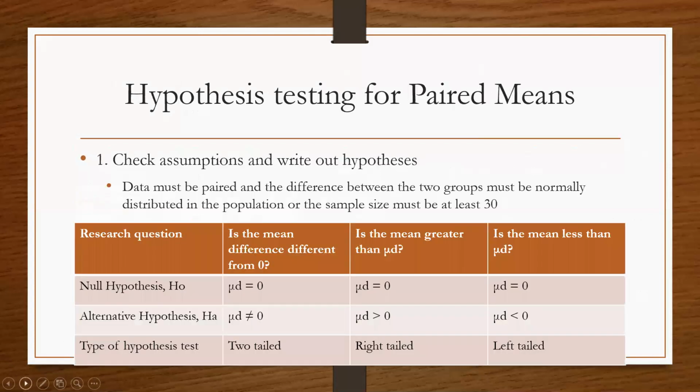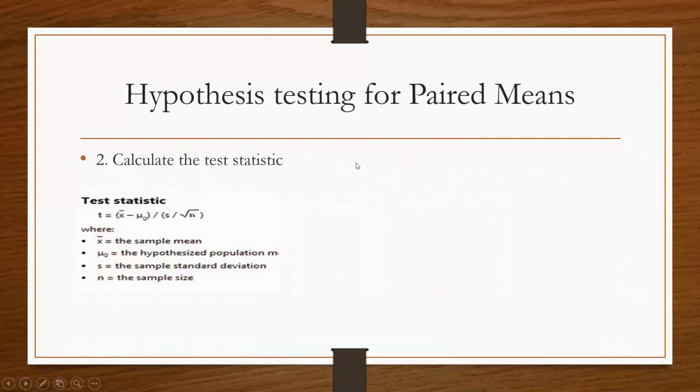All right, so just going to go over the assumptions for paired means. Basically, the data has to be paired. The difference between the two groups must be normally distributed in the population, or the sample size has to be at least 30. Then the test statistic is the exact same one as the one we just saw. I'm just going to go over it again real quick: x bar, the sample mean, minus the hypothesized mean, divided by the standard deviation divided by the square root of the sample size.